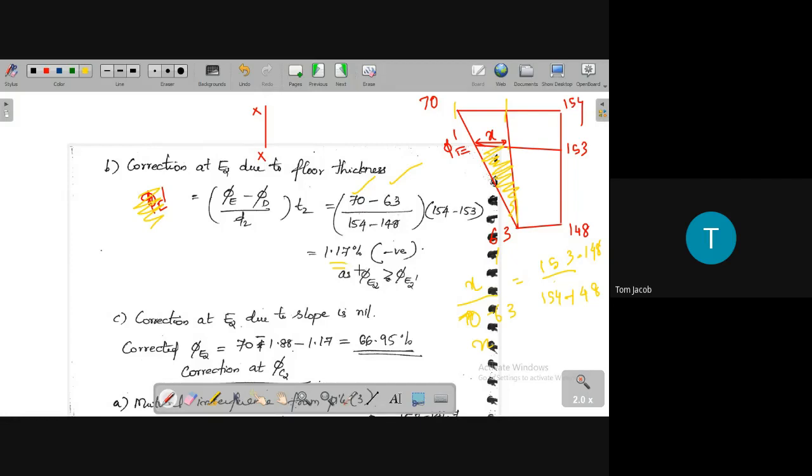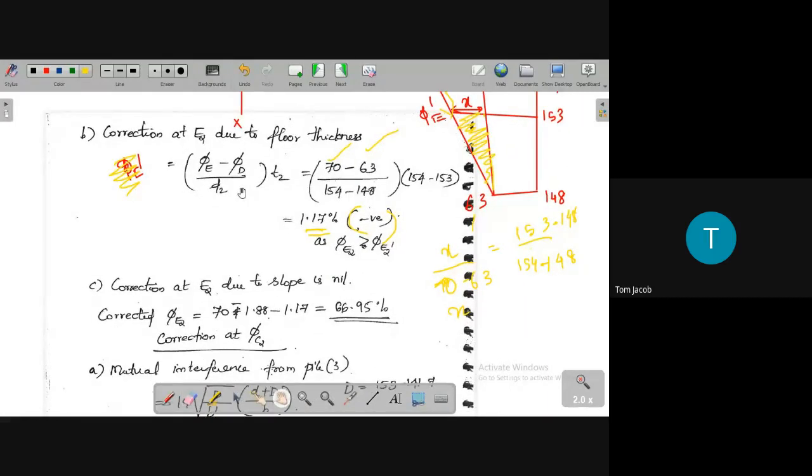That is negative. So this line is phi E, and phi E dash is smaller than phi E. Therefore, the correction is negative. That is, you have to subtract the value of correction from the value that we found out for phi E. So that is how you find out the correction for phi E2 due to floor thickness.